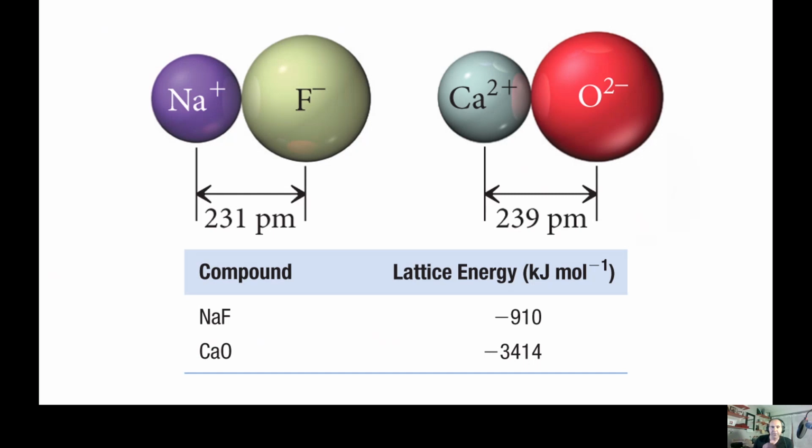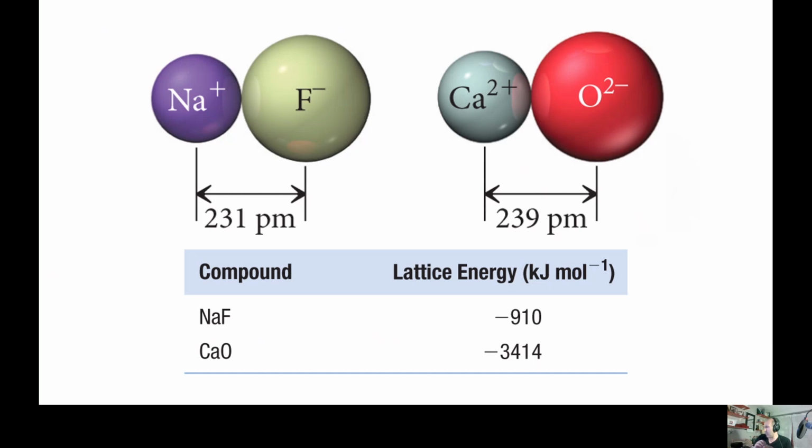But for sodium fluoride, the product of the charges is -1. For calcium oxide, the product of the charges is -4. We can see that the lattice energy of calcium oxide is roughly 4 times greater, not quite, but roughly 4 times greater than the lattice energy of sodium fluoride. So the product of the charges is higher, and so the lattice energy is higher. So we would expect, again, that calcium oxide would have a significantly higher melting point than sodium fluoride.